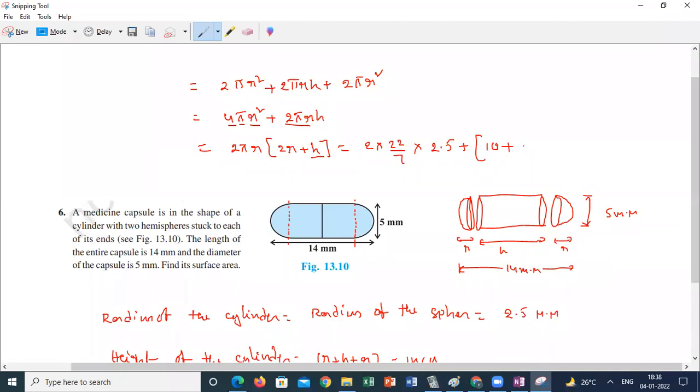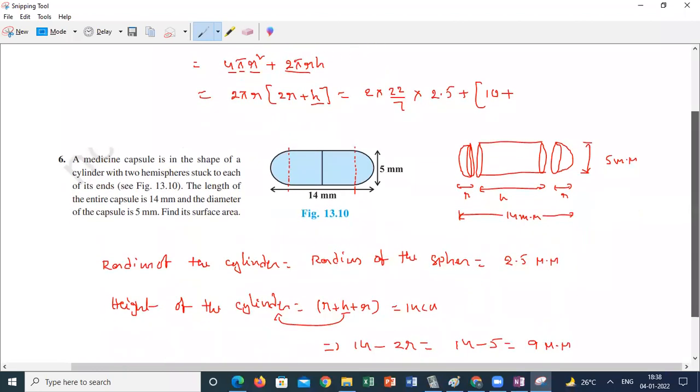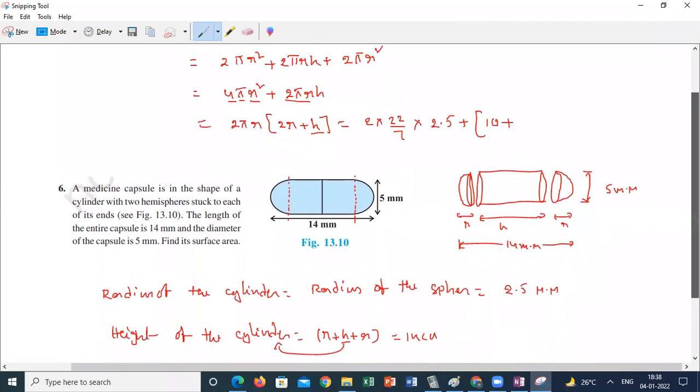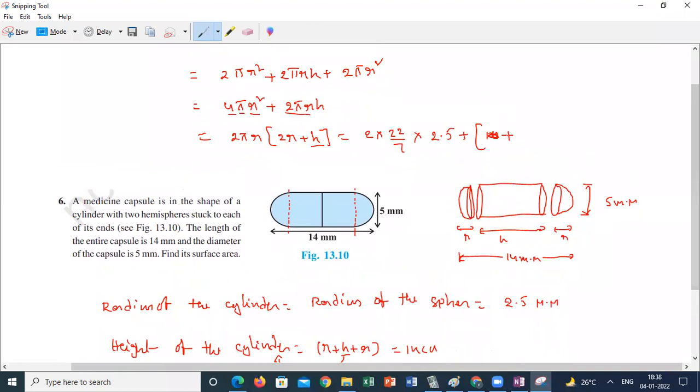No, not 14. Sorry guys, we made a small mistake. 2r is 5, not 14. So 2r is the diameter 5, plus height 9, so 14. This will be 2 into 2.5 is 5 pi, times 14, in square millimeter.